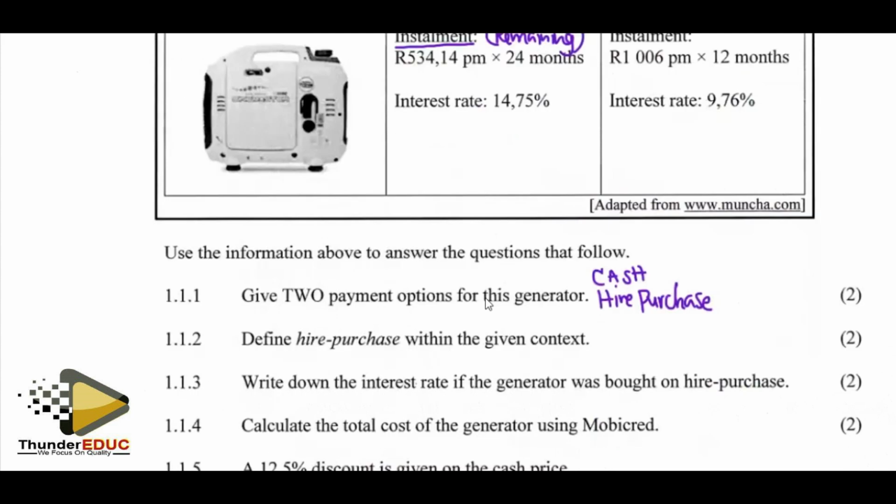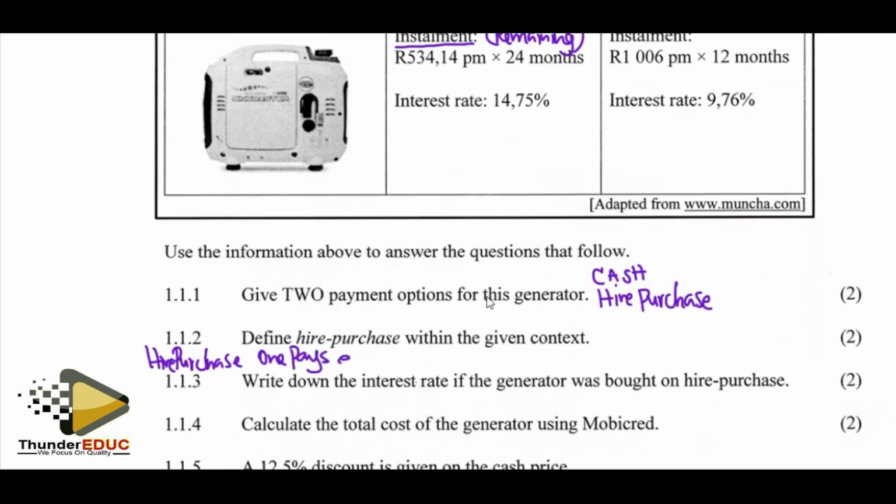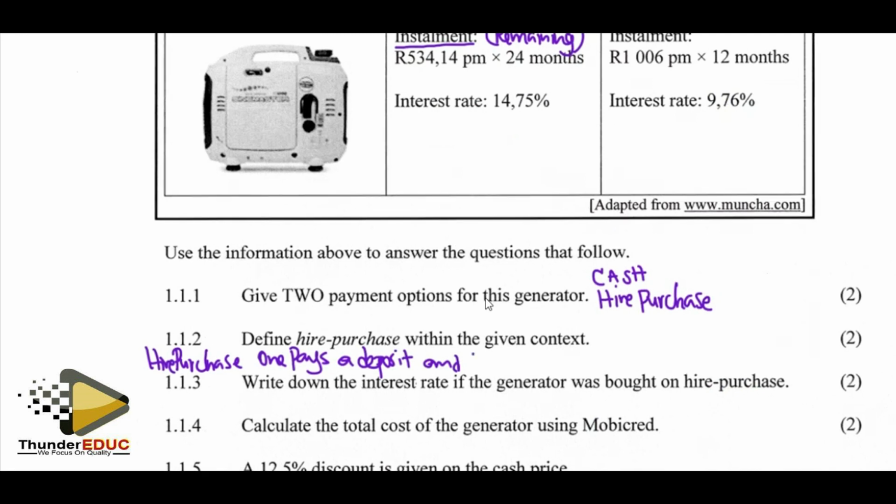Right. Then we shall say hire purchase: one pays a deposit and pays the remaining amount in installments. Pays the remaining amount in installments.